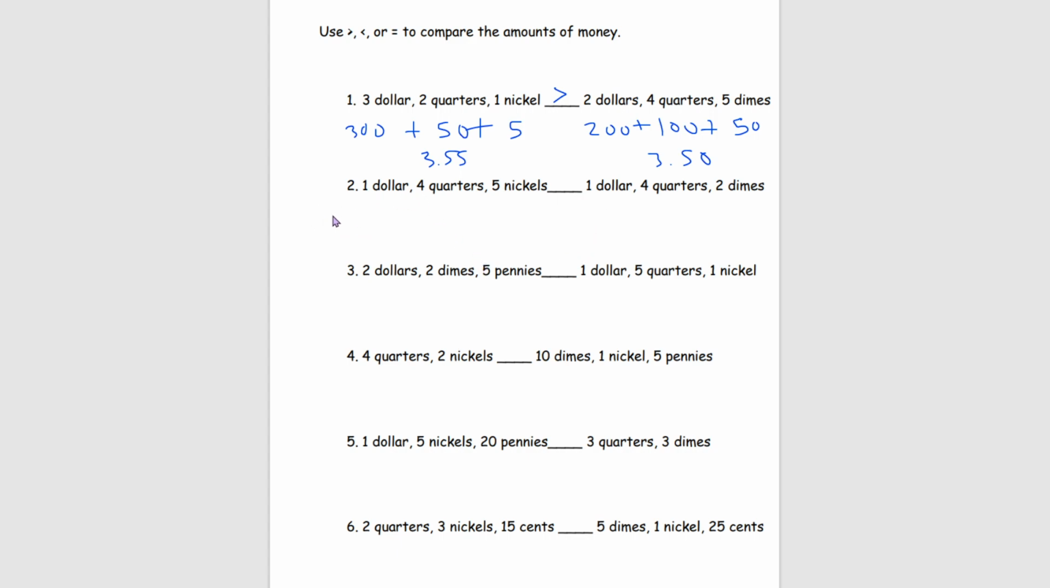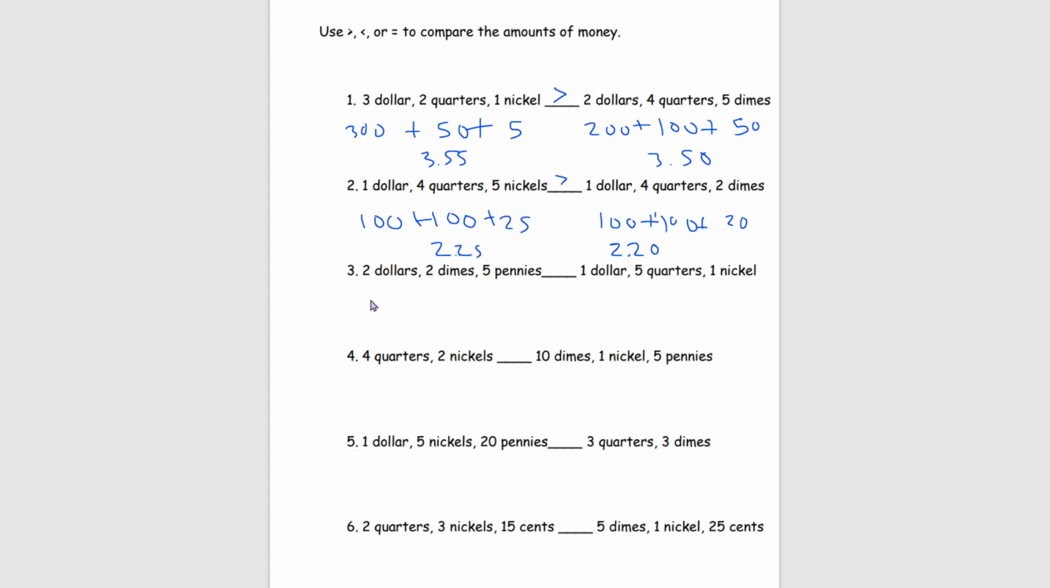Number 2, we're doing the same thing. $1 is 100. 4 quarters, 25 each, is also 100. 5 nickels, 5 each, we get 25. $1 is 100. 4 quarters is also 100. And 2 dimes is equal to 10 times 2, which is 20. And we can add these all up together again, and we get 225 or $2.25 for this left side, and 220 for the right, and that means our answer is greater than, because we know that 225 is greater than 220.